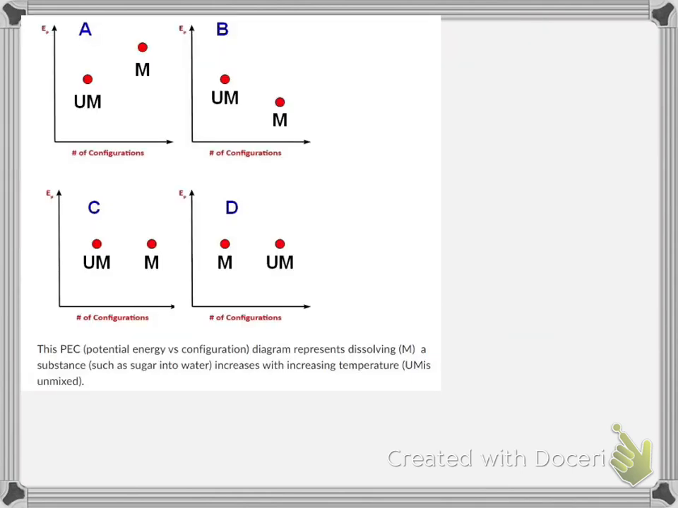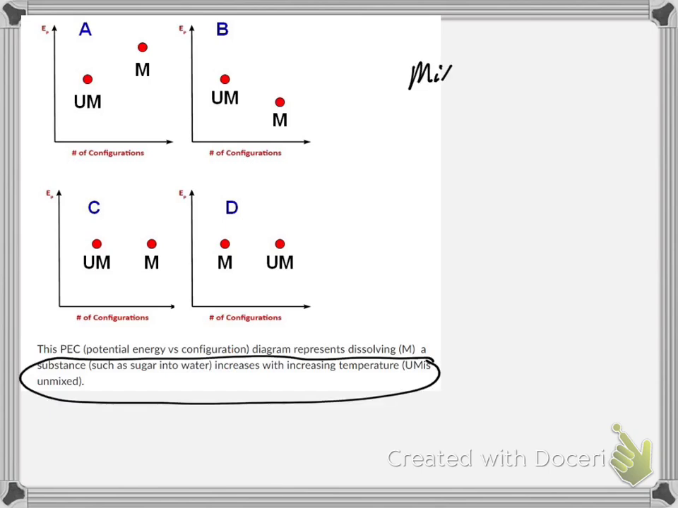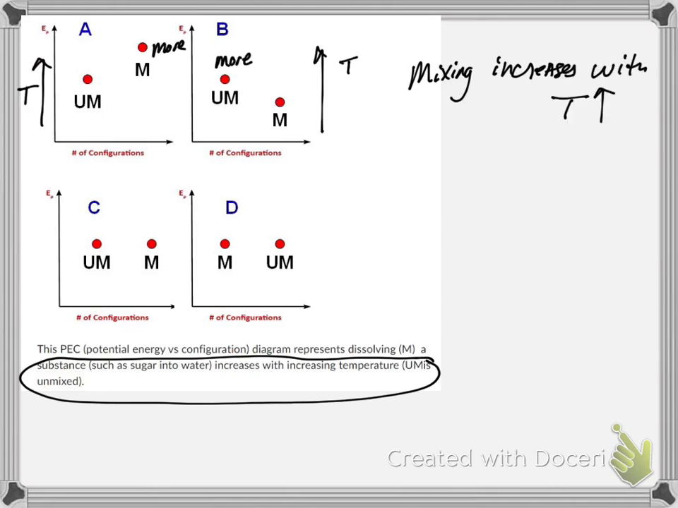All right, so let's look at some PEC diagram information. This question is saying, like sugar into water, mixing increases when you increase the temperature. So what does that mean? That means if mixing increases as temperature increases, then we need to make more of it. And the more needs to be at high, remember, more is higher potential energy. So if you increase the temperature, you're going to make more of that state at higher temperatures.